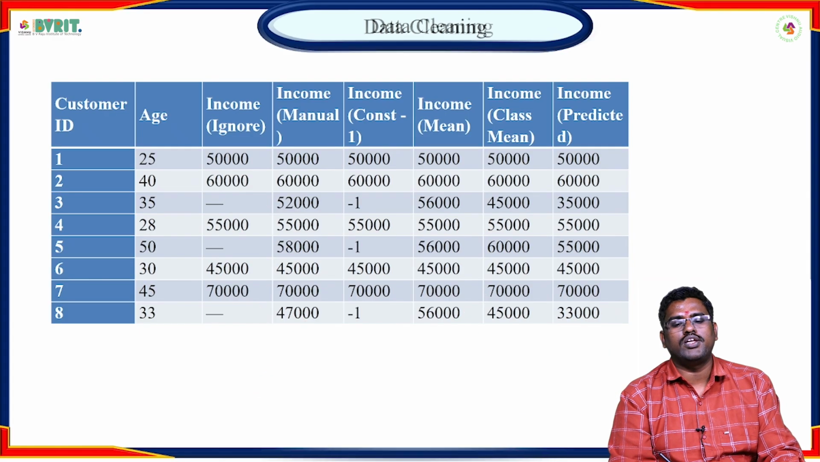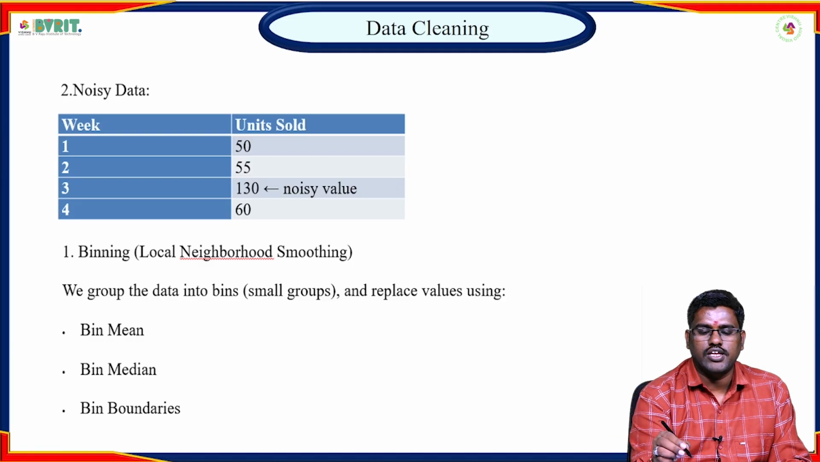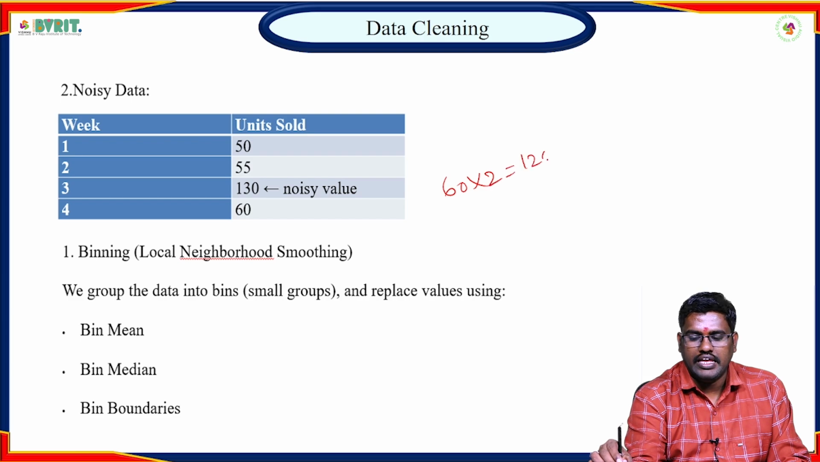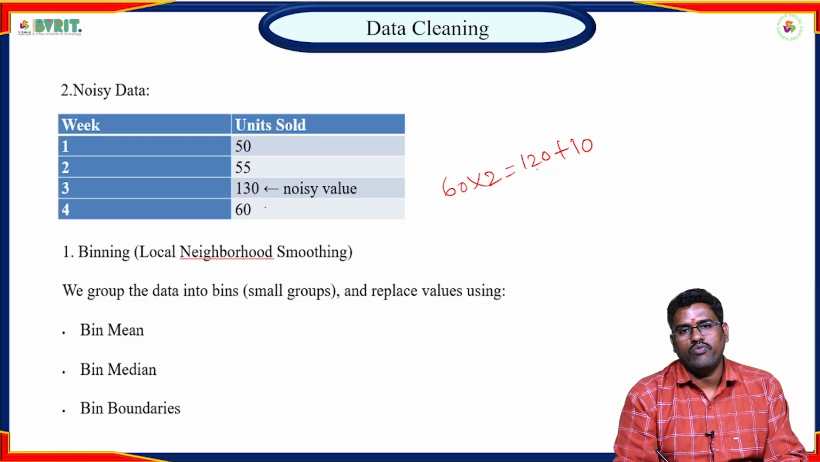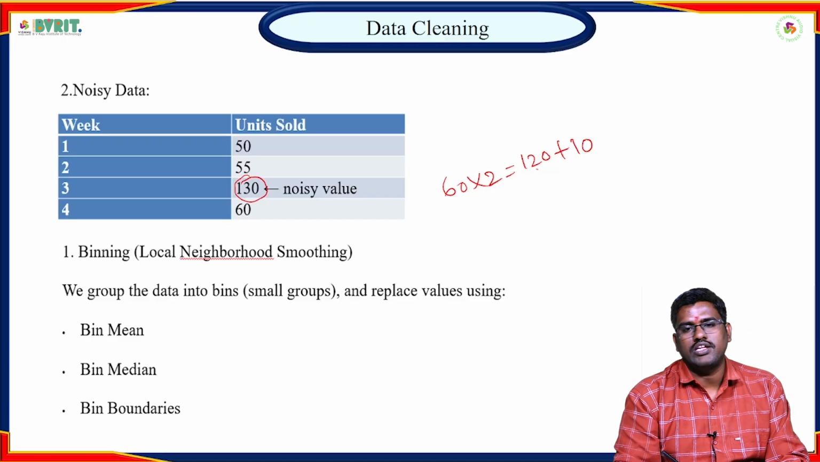And coming to the next one, noisy data. Noisy data means it is used to identify the given data. For example, see this one: 50, 55, 60. So 50 is related to 55, near, and 60 is related to this one. Then 130, which is 60 into 2, is 120, and again 10 is there. So there is a difference with a multiplication of 2 in this. This type of higher value is called noisy values.